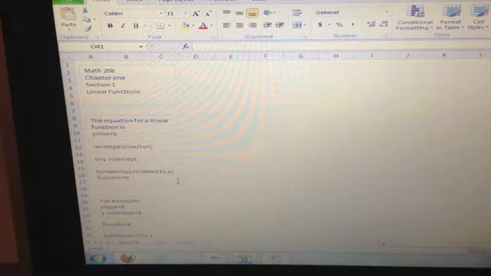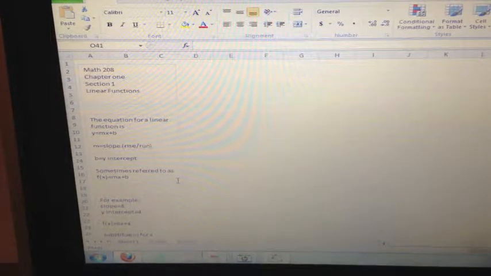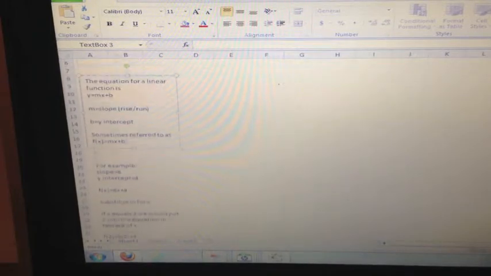To begin this section, we will talk about linear functions. The equation for a linear function is defined to be y equals mx plus b, where m is the slope, or rise over run, and b is the y-intercept. Sometimes we refer to this equation as f(x) equals mx plus b. We do this so that we can substitute x into the problem.